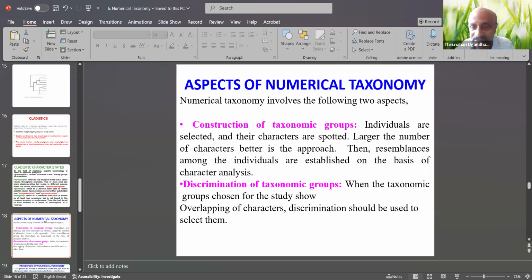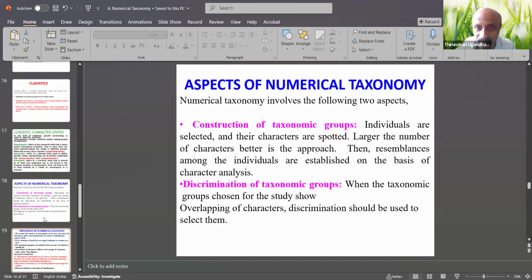Discrimination of taxonomic groups is used when the taxonomic groups chosen for the study show overlapping of characteristics. So discrimination should be used in selecting them. Discrimination means just differentiation, based on dissimilarities in two groups. With more characters as dissimilarities, and more characters as similarities, and only two characters as dissimilarities for separation, the families can be grouped.